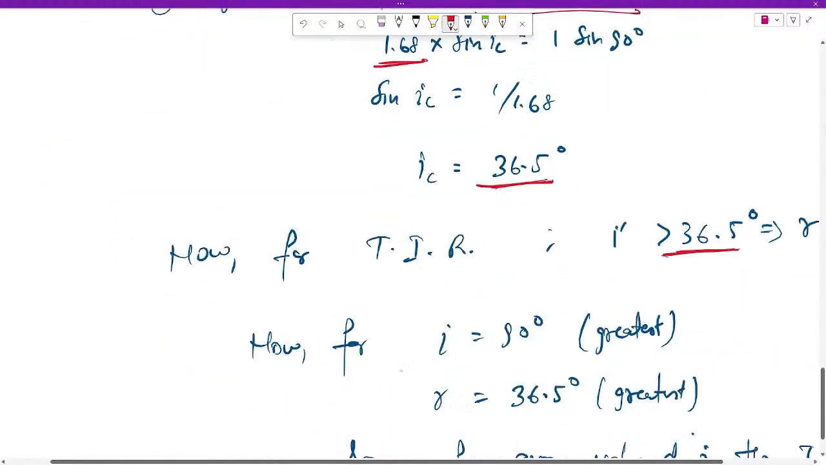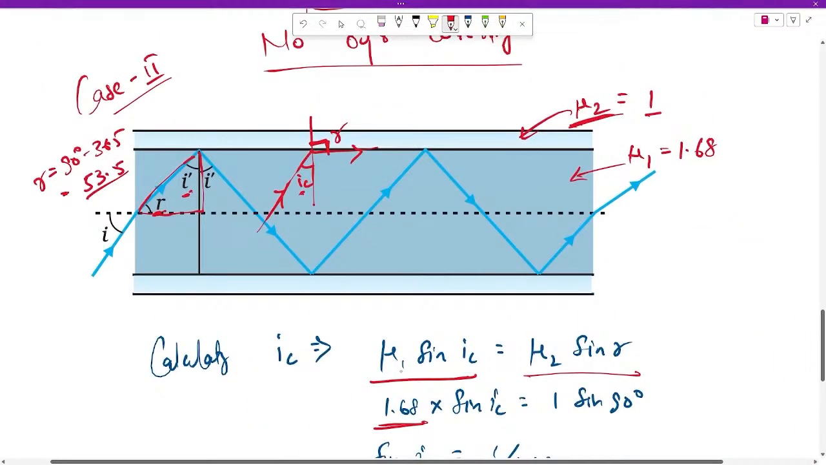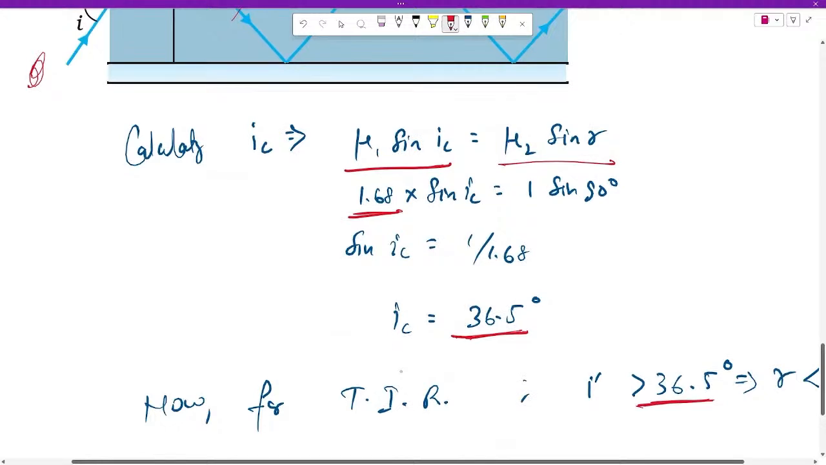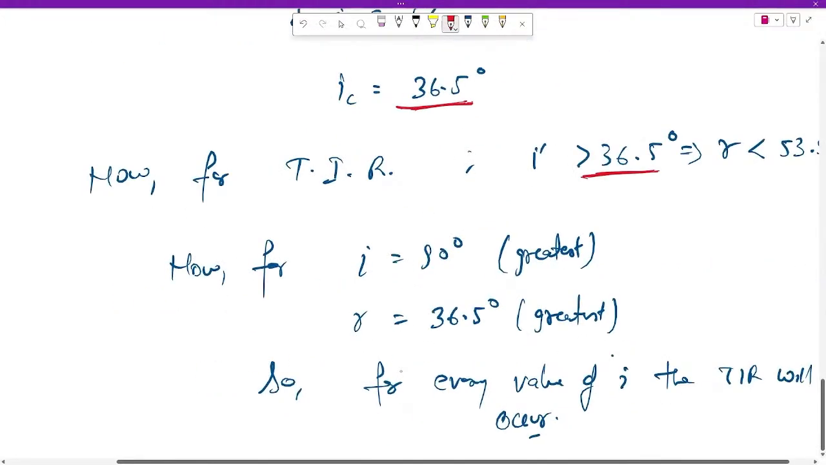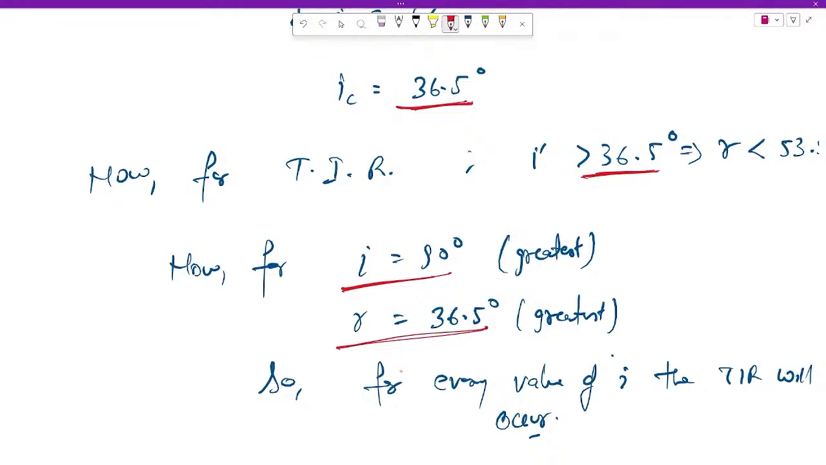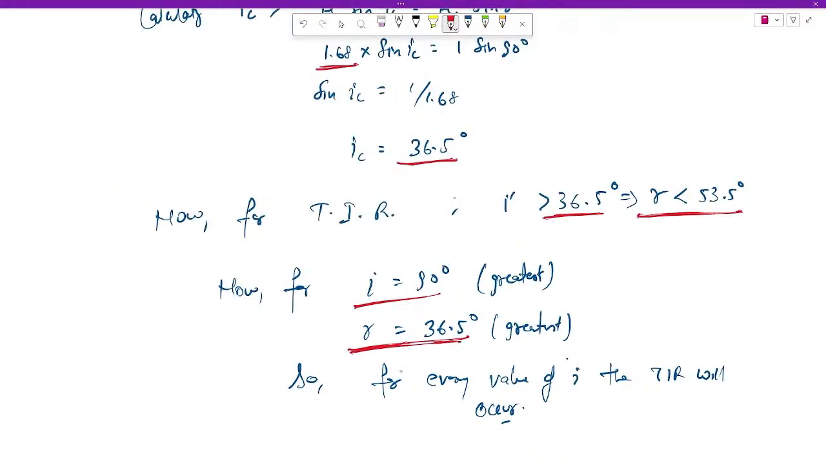Now we saw in this case that since this media and this outer covering apart from the glass core media is same with refractive index of 1, so for this angle IC, automatically the angle of refraction is getting 90 degree. So we can conversely say that I is equal to 90 degree for R is equal to 36.5 degree. Now the value of R is 36.5 degrees. So this value will never cross the maximum permissible value for any given value of I. So we can say that for every value of I, the total internal reflection will take place.